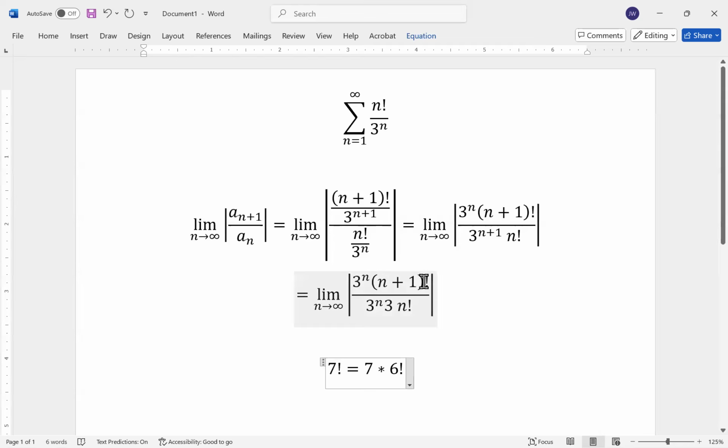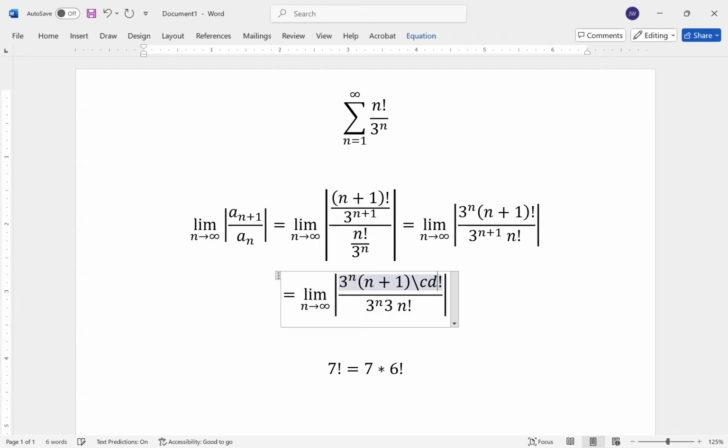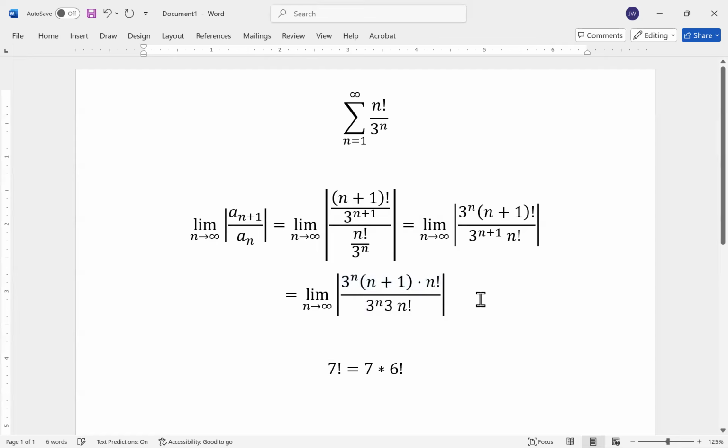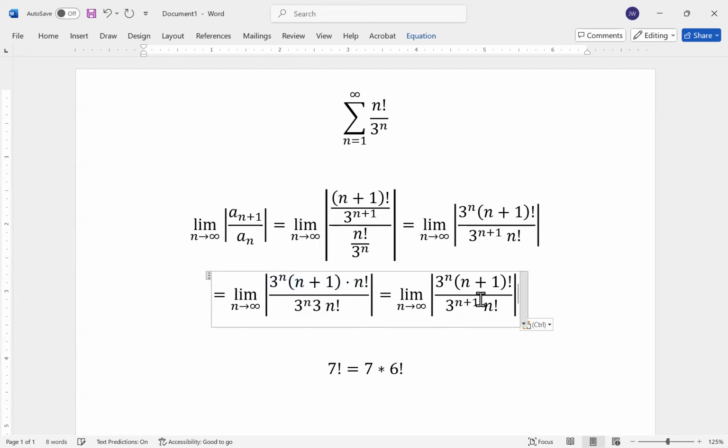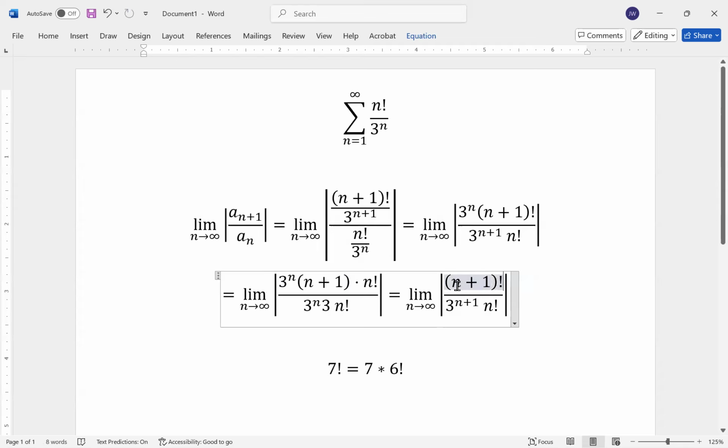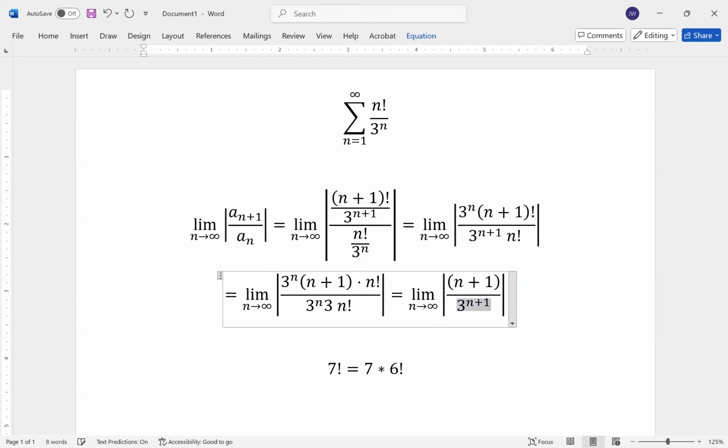So n plus 1 factorial is the same as n plus 1 times n factorial. And now lots of things cancel out. So now I can see that the n factorial on top cancels out with the n factorial on bottom. 3 to the nth power cancels out with this 3 to the nth power. And I would just be left with n plus 1 as a number divided by the number 3.